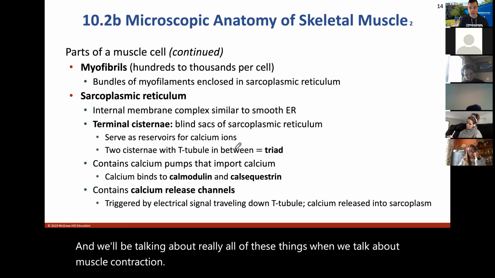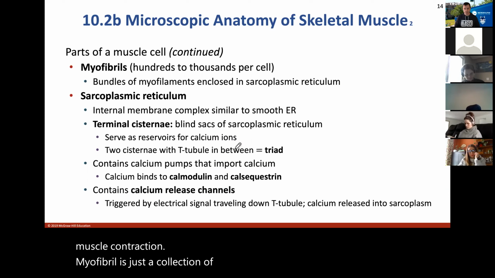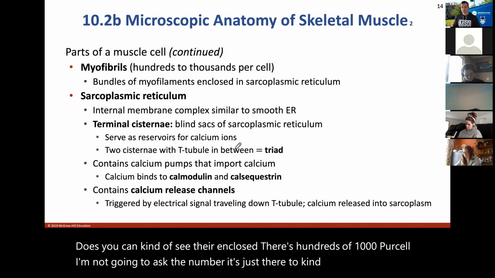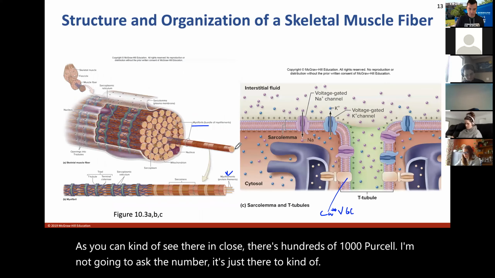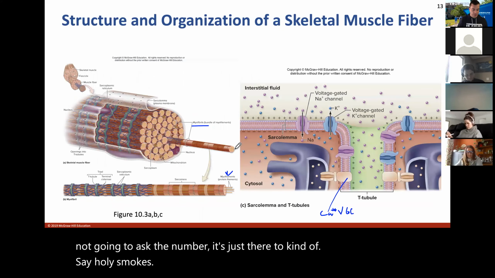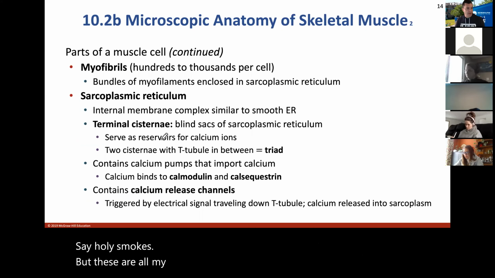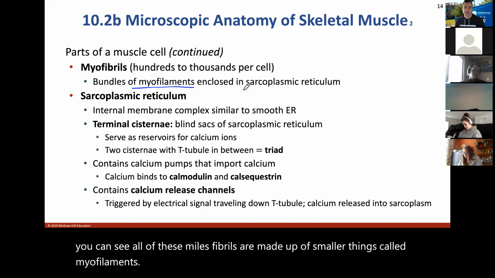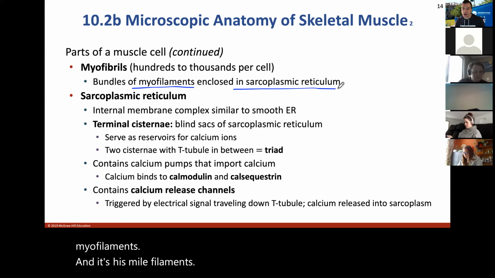A myofibril is just a collection of myofilaments. As you can kind of see, they're enclosed. There's hundreds of thousands of them per cell. I'm not going to ask the number. It's just there to kind of say, holy smokes. But these are all my myofibrils. And if I go back here, you can see all of these myofibrils are made up of smaller things called myofilaments. And it's these myofilaments that are wrapped in this sarcoplasmic reticulum.